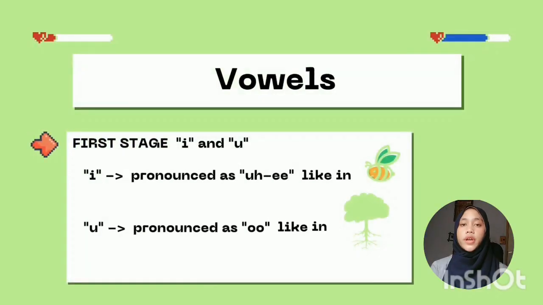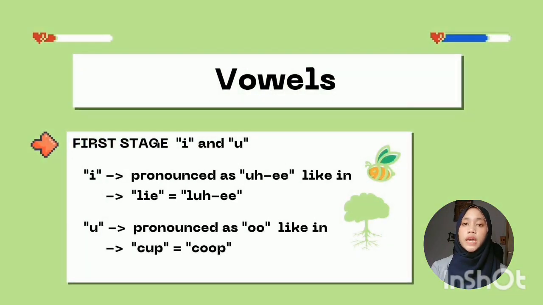The first stage of the Great Vowel Shift occurred in the change of saying the letters I and U. The letter I was originally pronounced as E, like in bee. Therefore, words such as lie would be pronounced as lee. On the other hand, the letter U was pronounced as oo, as in root. So, for example, words like cup would be said as coop. From the 15th century onwards, I's and U's were pronounced differently, as I was pronounced as I, like in laid, while U was pronounced as ow, like in house.